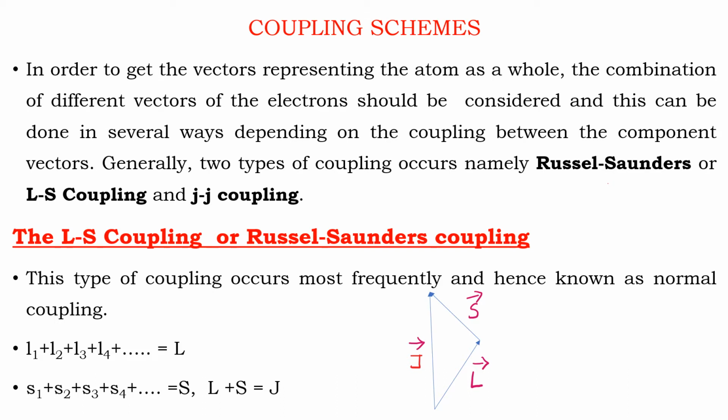And this coupling is of two types. One is LS coupling and the other one is JJ coupling. That is, to get the vectors representing the atom as a whole, the combination of different vectors of the electrons should be considered, and this can be done in several ways depending on the coupling between the component vectors.